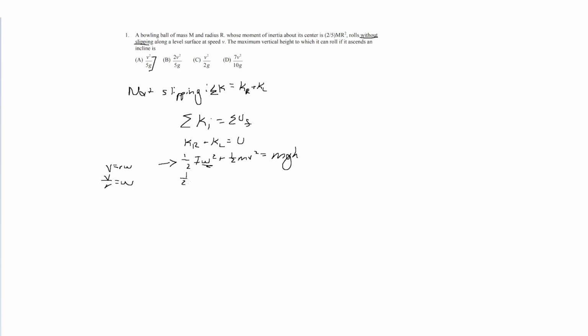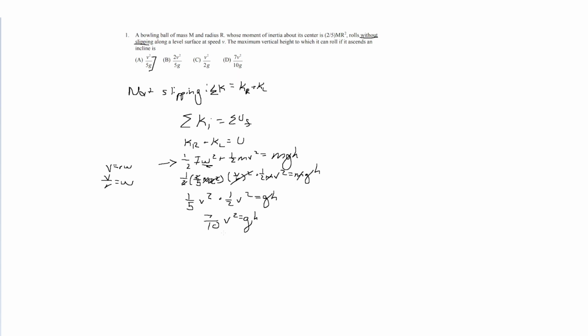So this is going to be 1/2 times 2/5 mr squared times (v over r) squared plus 1/2 mv squared equals mgh. So let's cancel some things out. So this m and this m and this m will all cancel, and then this r squared and this r squared will cancel, this 2 and this 2 will cancel, so we'll have 1/5 times v squared plus 1/2 v squared equals gh. And so this is going to equal 7/10 v squared equals gh. And so we're trying to find the height, right?